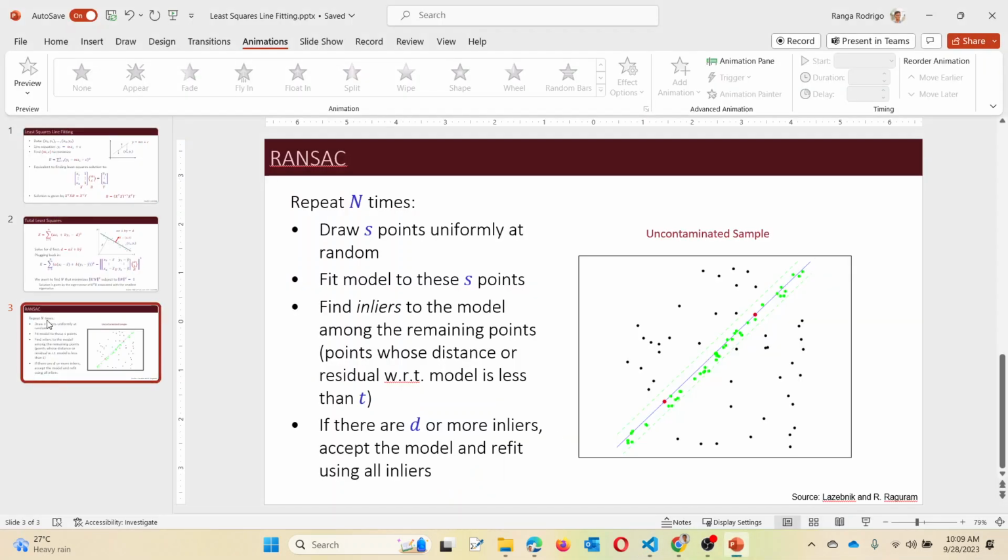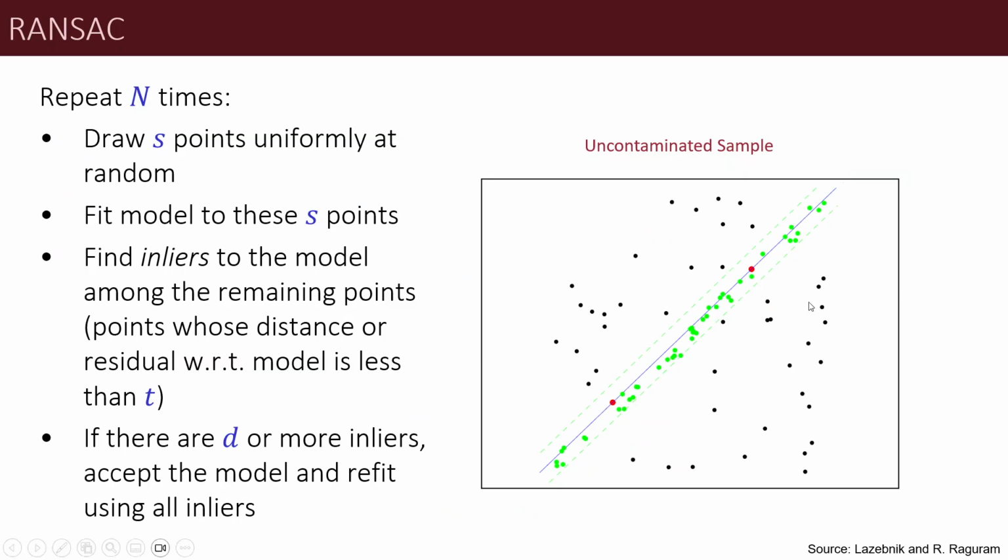Okay, now let's look at RANSAC. RANSAC works when there are outliers, but the example that I will show you does not have outliers, but it will work with outliers. So what we do is repeat n times: draw s points uniformly at random. To estimate the line, we need 2 points, so s equals 2. Fit the model to these points. So like that, we will fit the line.